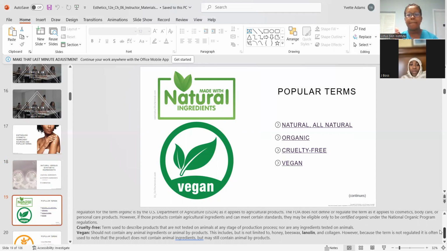This includes beeswax, honey, lanolin, collagen, even though those don't come exactly from an animal, but they may be produced by or have some effect on an animal. So it's considered an animal byproduct.